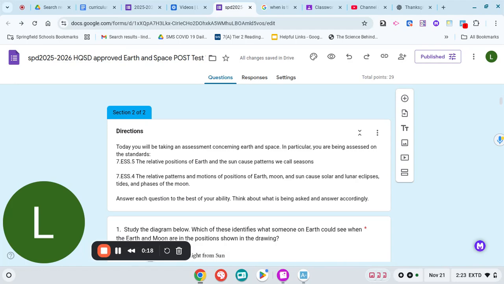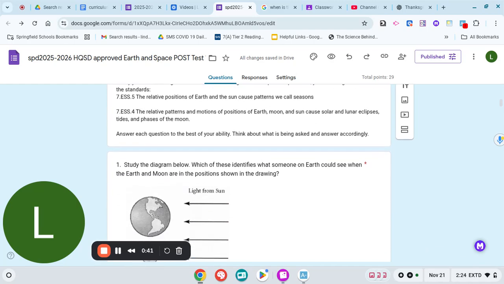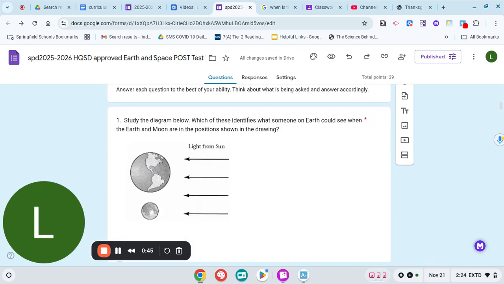In particular, you are being assessed on the standards 7.ESS.5: the relative positions of Earth and the Sun cause patterns we call seasons, and 7.ESS.4: the relative patterns and motions of positions of Earth, Moon, and Sun cause solar and lunar eclipses, tides, and phases of the Moon. Answer each question to the best of your ability. Think about what is being asked and answer accordingly.